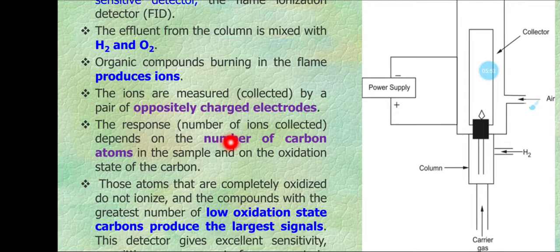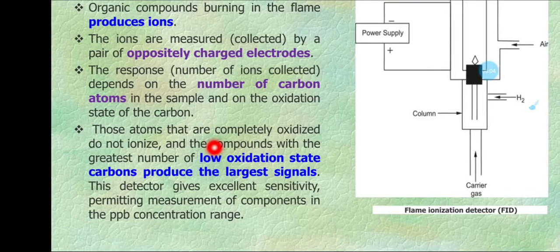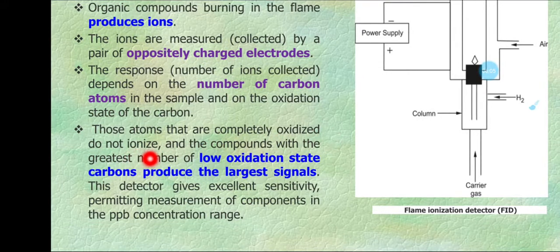The response, or number of ions collected, depends on the number of carbon atoms present in the sample and the oxidation state of the carbon. Those atoms that are completely oxidized do not ionize, and compounds with the greatest number of low oxidation state carbons produce the largest signal. This detector gives excellent selectivity, permitting the measurement of a component in the part per billion concentration range.